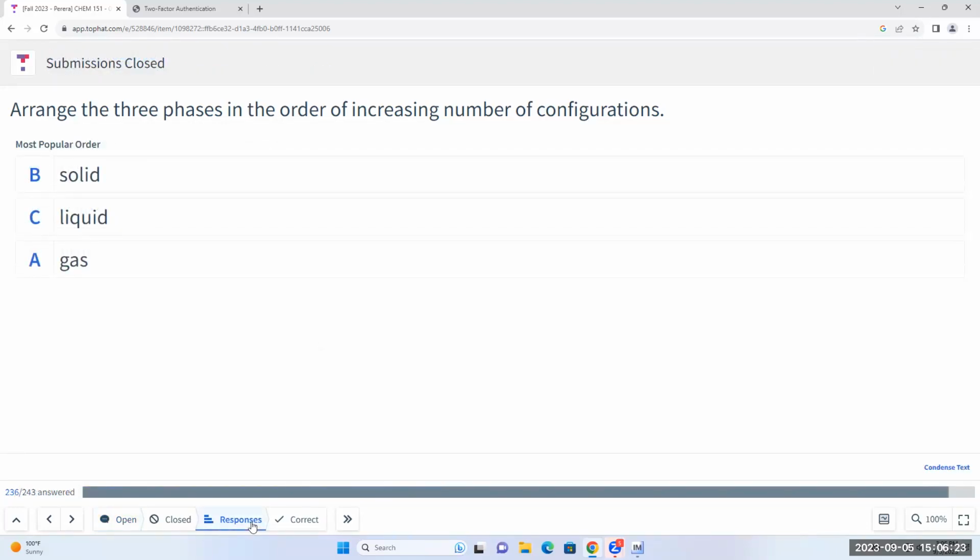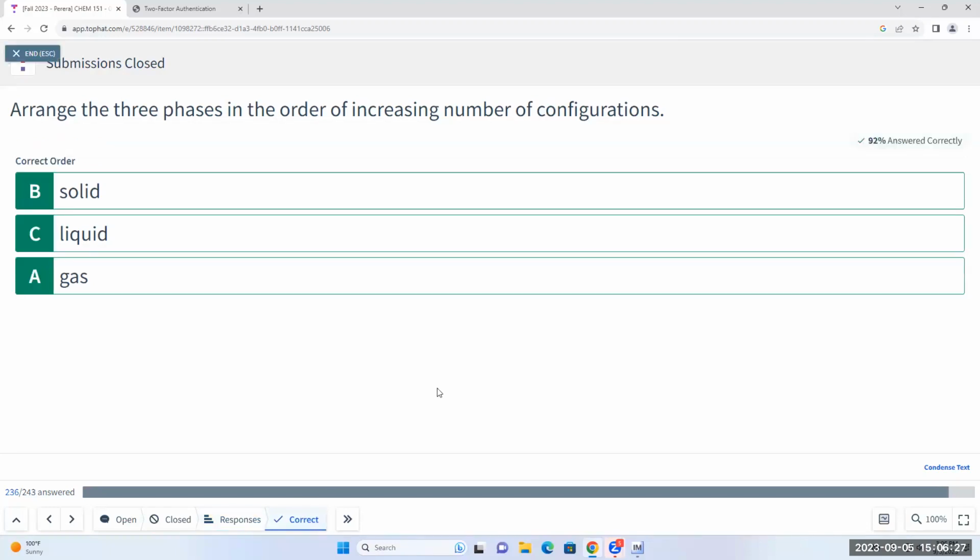And then gases have the highest number of configurations, and liquids are in the middle. And that's the correct answer as well. 90% of us agree with that. All right. Any questions, concerns, comments about this?